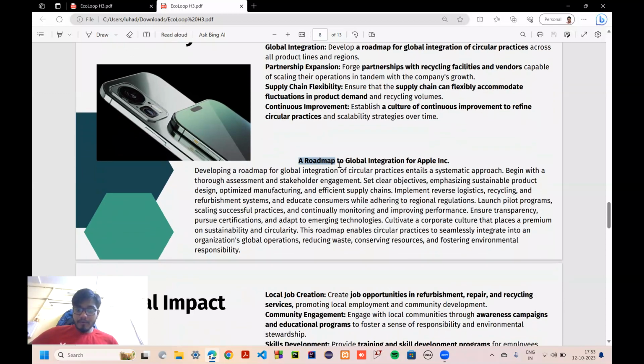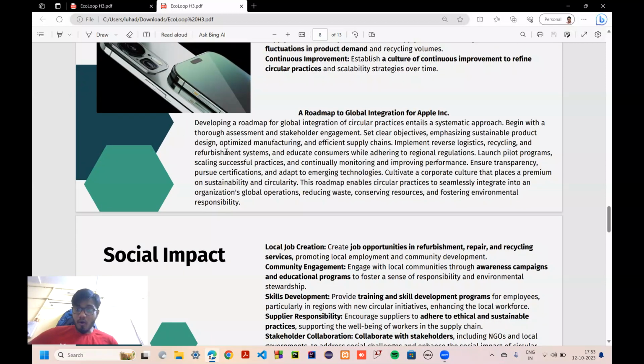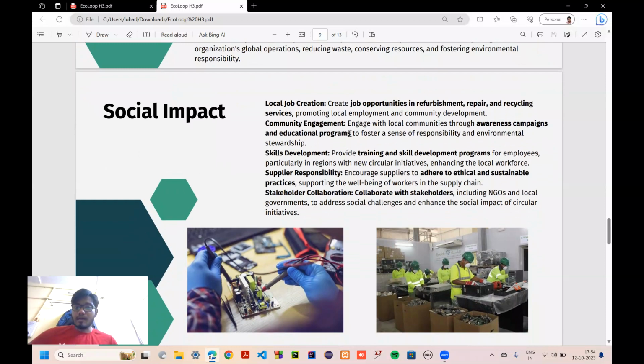If we talk about a roadmap to global integration for Apple, developing a roadmap for global integration of circular practices entails a systematic approach. Begin with a thorough assessment and stakeholder engagement. Set clear objectives, emphasizing sustainable product design, optimizing manufacturing, and improving supply chain efficiency. Implement reverse logistics, recycling, and refurbishment systems, and educate consumers while adhering to regional regulations. So, as we see, these are the factors that form the roadmap to global integration followed by Apple. Now, let's talk about social impact.